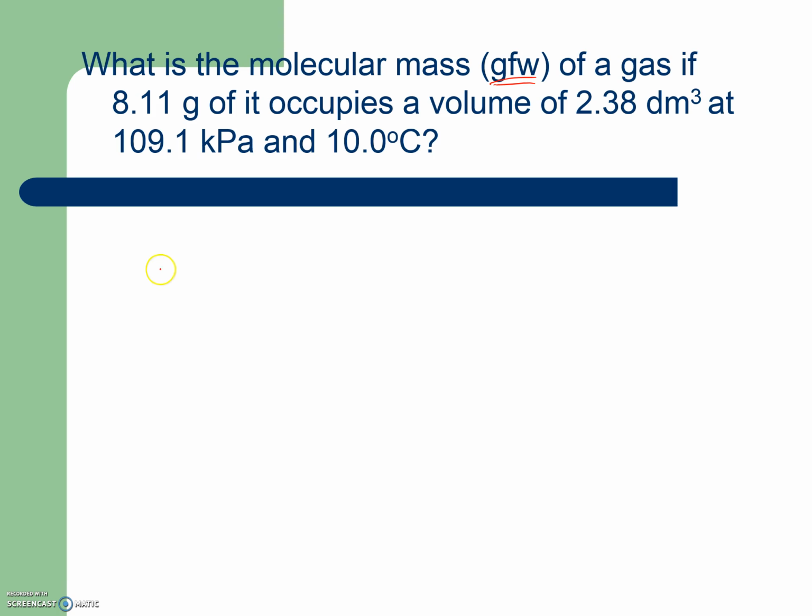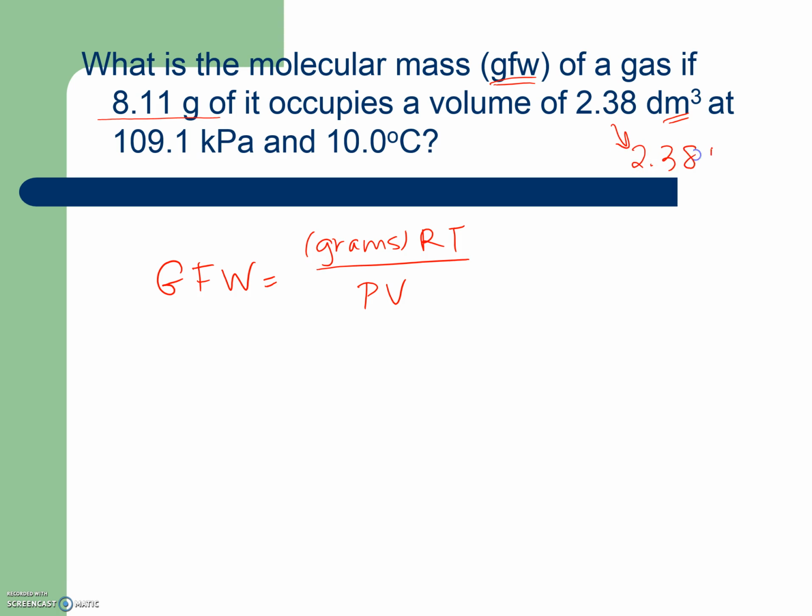So our equation is gram formula weight is equal to grams RT over PV. Now we have some adjustments to make. Grams is okay. That's going to be my grams that I'm going to put in. Decimeters cubed, okay, we should know at this point that that's a liter. So we really have 2.38 liters. 109.1 kilopascals is okay. 10 degrees Celsius plus 273 equals 283 Kelvin.